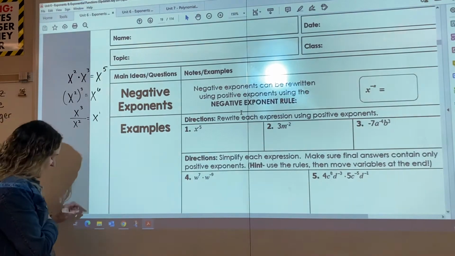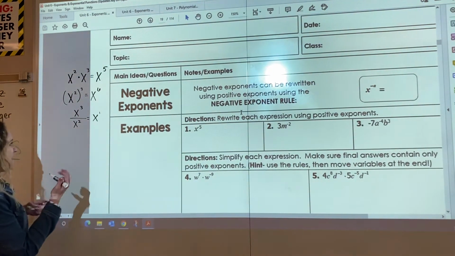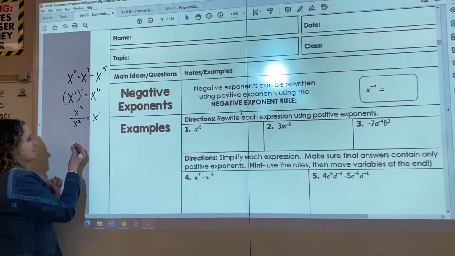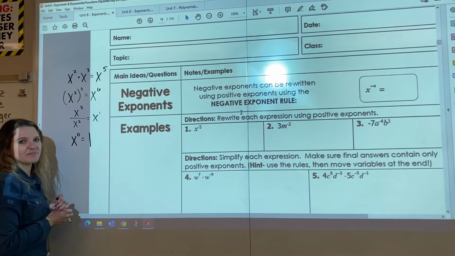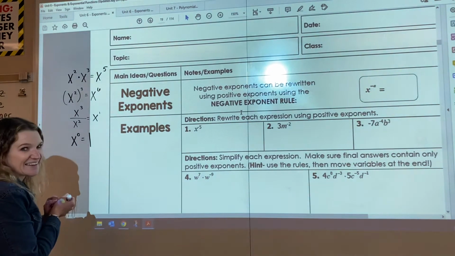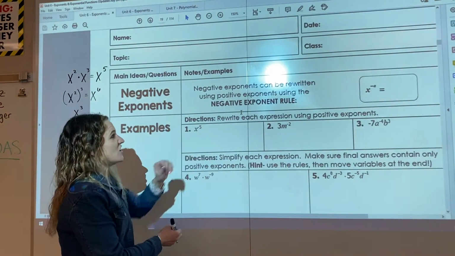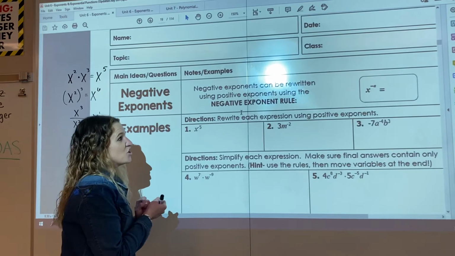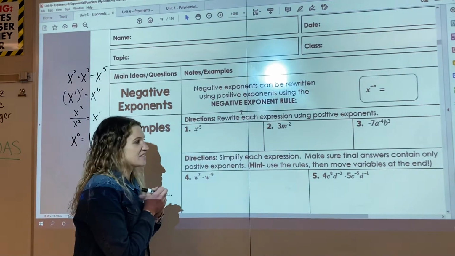Now, I know we didn't specifically talk about this, but whenever you have any base taken to the power of 0, that's always going to be 1. And now we are looking at negative exponents. Negative exponents can be rewritten using positive exponents using the negative exponent rule. And I'll show you what happens with this.